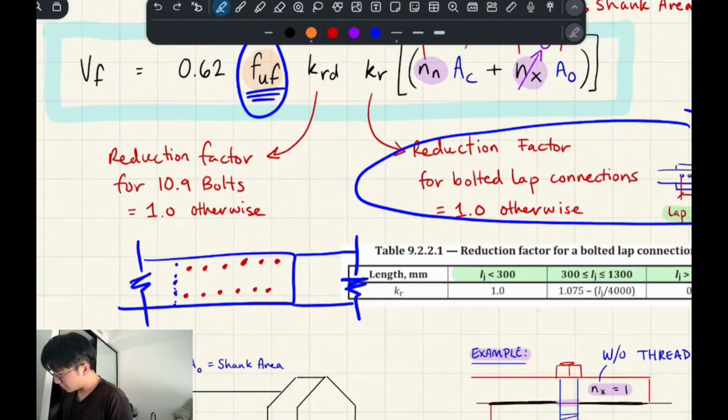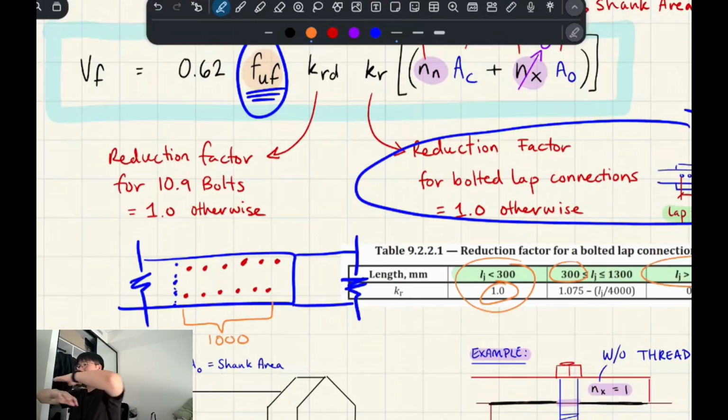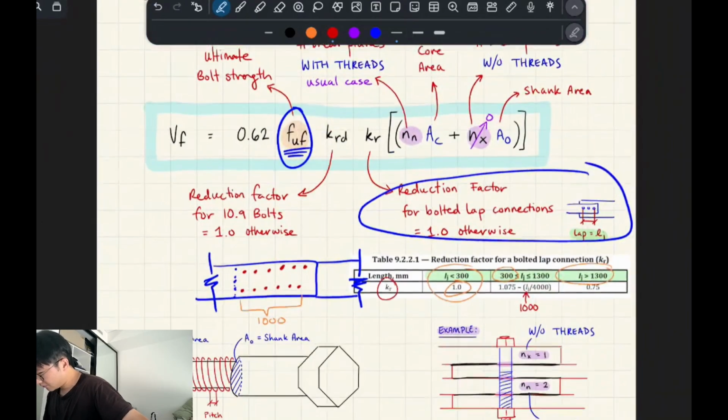The lap length is pretty important because if your lap length from the first to the last bolt is 300 mil or less, you don't have to reduce your bolt capacity by any amount. But if it's between 300 to 1300, you basically have to modify this. So say it's 1,000, like a meter of these bolts overlapping, then you have to follow this formula. You plug 1,000 into this formula, and that will give you your KR factor.